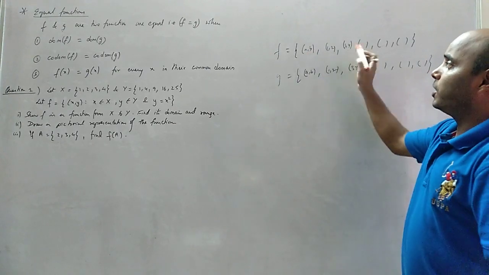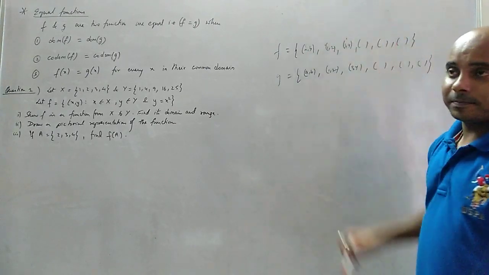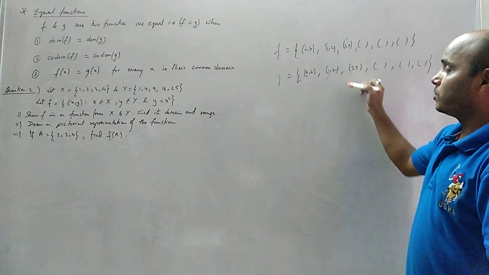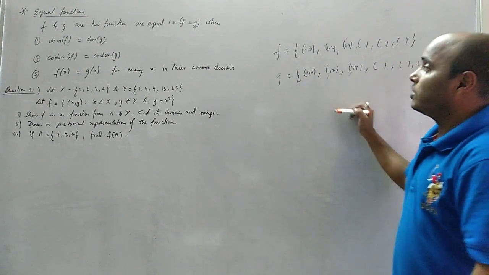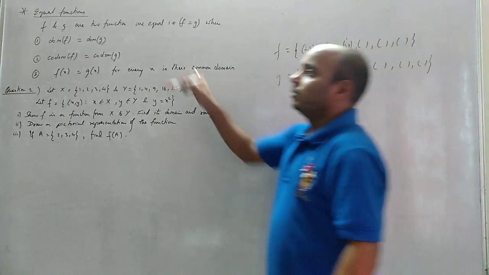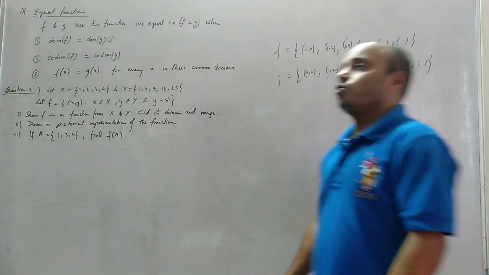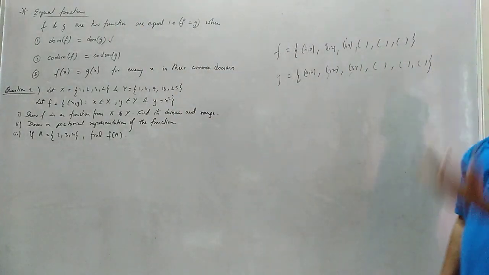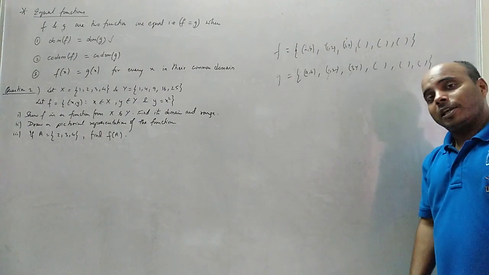Now in these ordered pairs, what are first terms? Domain. Here also what are the first terms? Domain. That means both the domains will be equal. Domain of f equals to domain of g. First condition. दोनों का domain same होगा. होना ही है भाई. Okay.